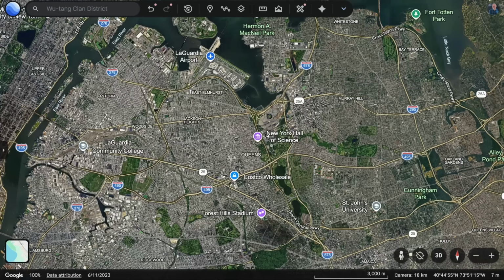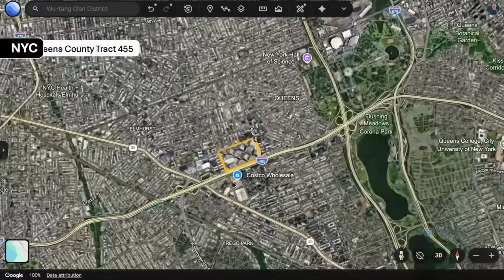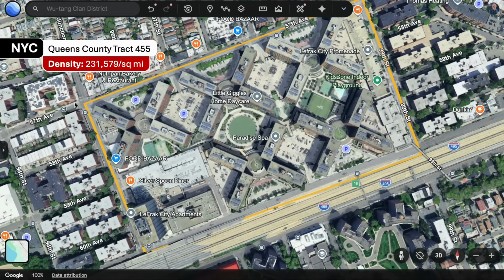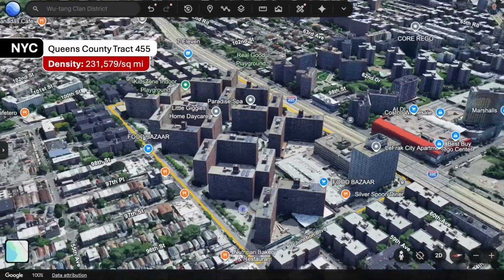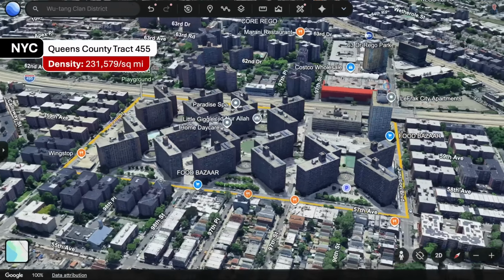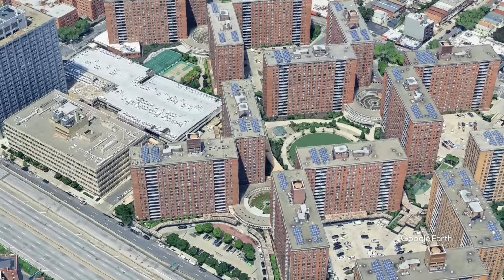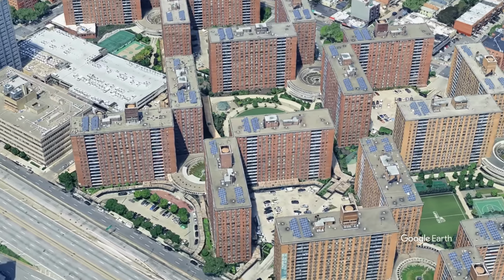Queens County, home of 137 entries in the top 1,000, and the third densest census tract in the US, number 455. Feels like we're deep in the Robert Moses era of city building right here. Tall residential blocks surrounded by parking and abutting a freeway.